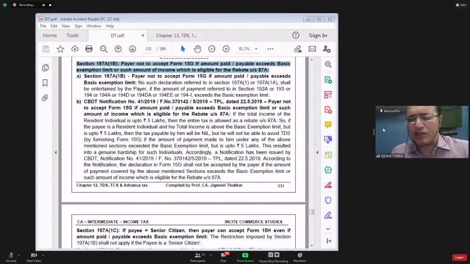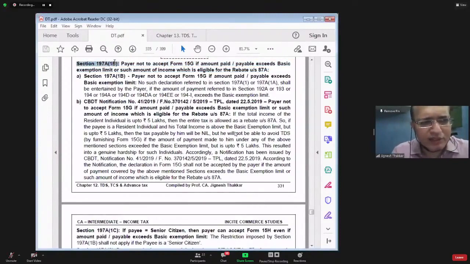But in case of Sarvana, the bank will accept. Why? Because he is a senior citizen. He is submitting form number 15H. He is a senior citizen, so the bank will accept and will stop deducting TDS. So the bank can accept form 15H, but it cannot accept form 15G.